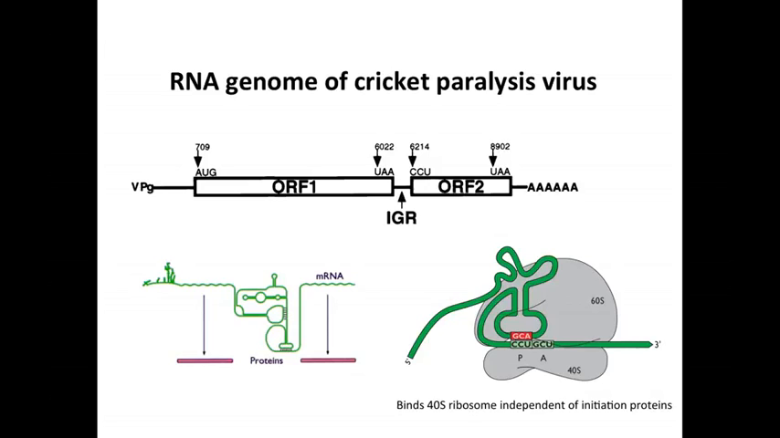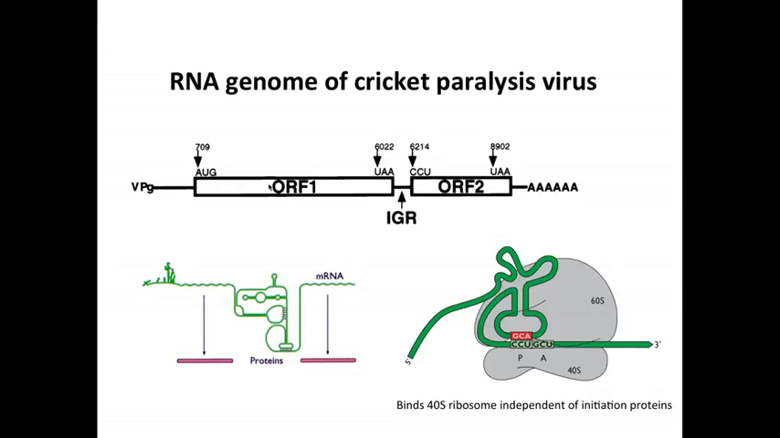Let's look a little bit more at the genome of this unusual cricket paralysis virus. It's shown here. This is a plus-strand RNA virus, just like poliovirus. It has VPg at the 5' end. It's polyadenylated. One of the main differences is that the coding region is split into 2 open reading frames in cricket paralysis virus. As you recall, poliovirus and other picornaviruses have a single open reading frame. This one for this insect virus is split.